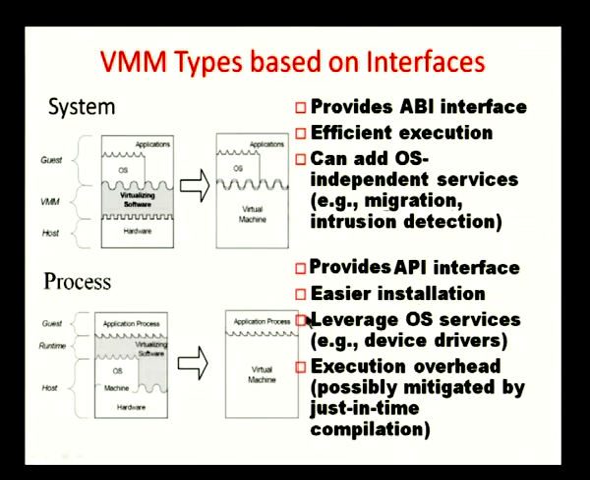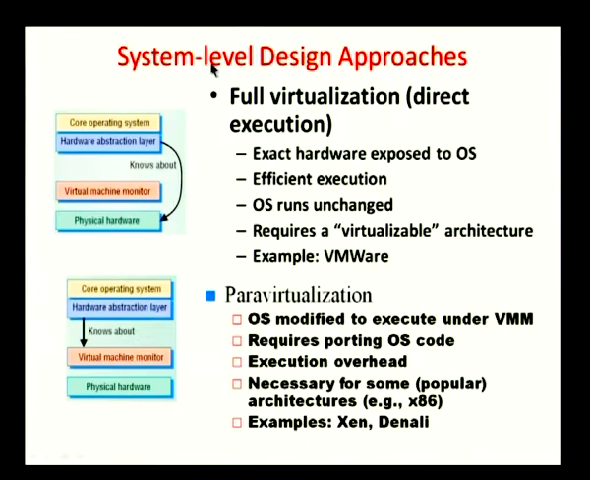So, the API interface is the actual separation of this virtual machine. In the previous case it was ABI, here it is API. So, based on the actual separation by using the interfaces, we can call it a system virtual machine or process virtual machine. Second one is system level design approaches. One is full virtualization, another one is para virtualization.